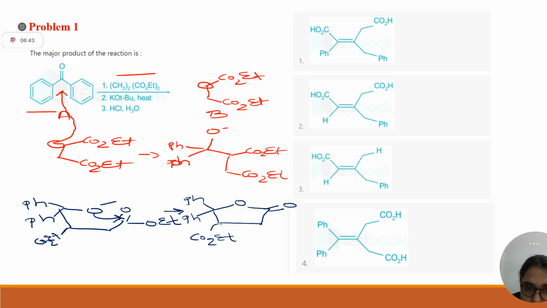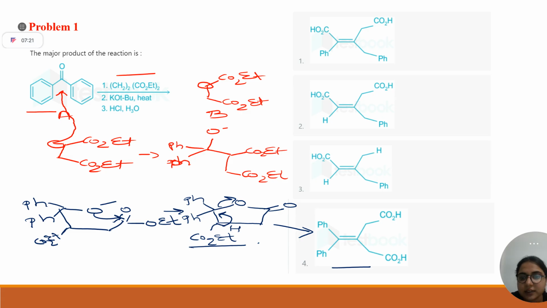Now, what can happen? This is an acidic proton, right? The base will abstract this proton and this ring will open, and you will get an intermediate like this. Since in the last step it is said that they have done acidic hydrolysis, this ester is also going to be hydrolyzed and converted into COOH. So which option is correct among options one, two, three, four? Option four. Yes. I hope it is clear now, right?